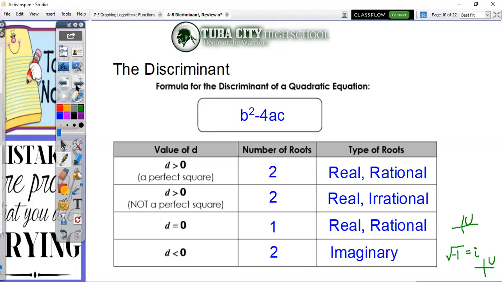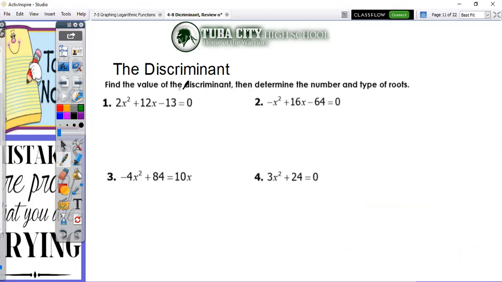All right. So let's go ahead and practice these a little bit. Let's practice using the discriminant to find out what kind of roots and best method for solving an equation will be. It says only find the value of the discriminant and determine the number and types of roots. So let's go ahead and get that b squared minus 4ac. This one looks like it's already in standard form. So let's go ahead and just put it together.